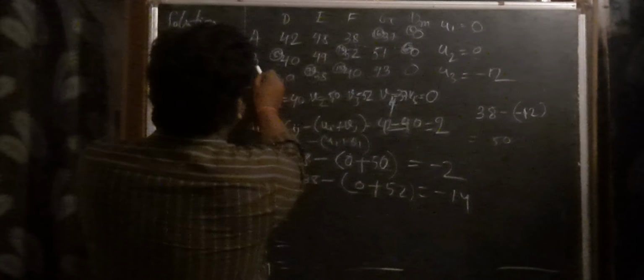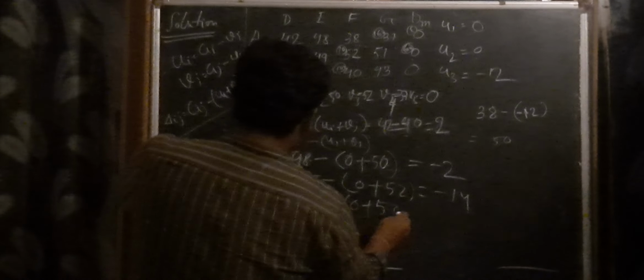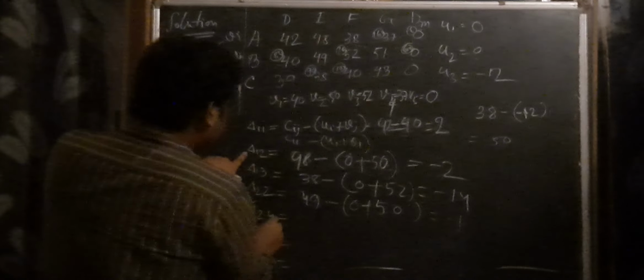Del 2 1, this 49 minus u2 0 plus v2 50 is equal to minus 1. So del 2 4, 51 minus 0 plus 37, equal to 14.